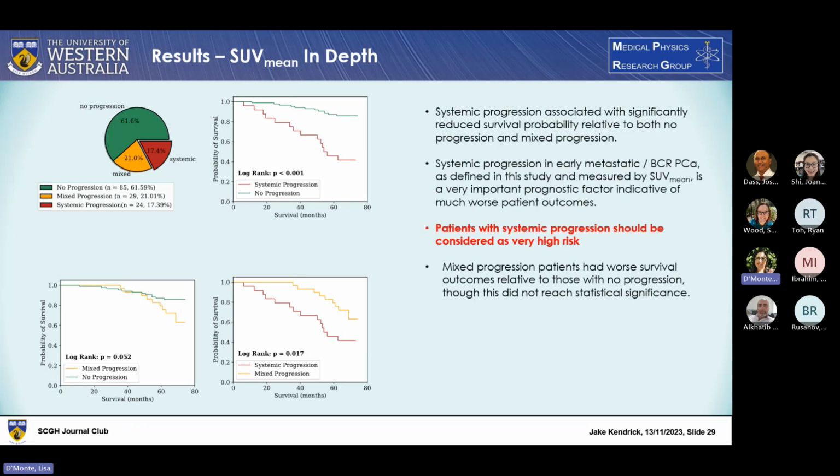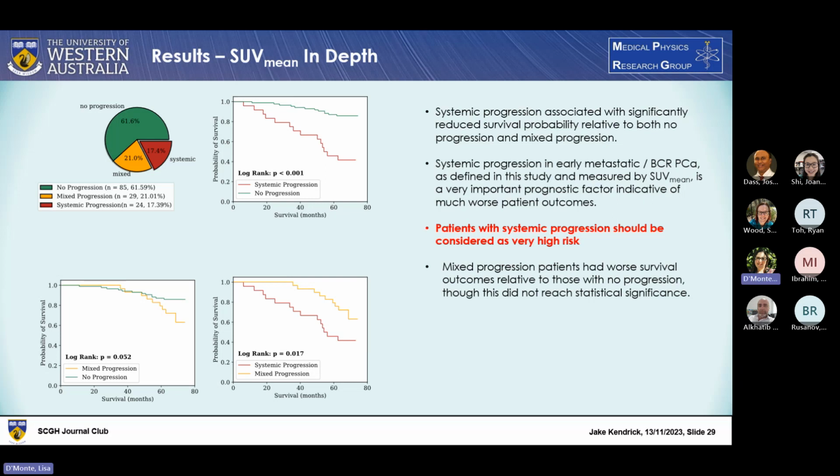Some of the salient conclusions are that systemic progression is associated with a significant reduction in survival probability relative to both no progression and mixed progression patients. So what this tells us is that if you're using the SUV mean to measure this, systemic progression at this stage of disease is a very, very important prognostic factor for patient survival, and these patients should be considered as quite high risk.